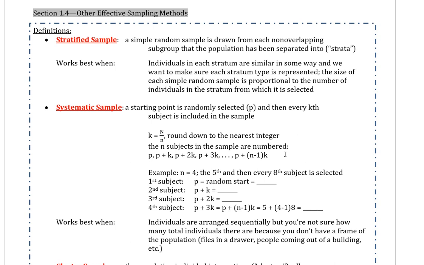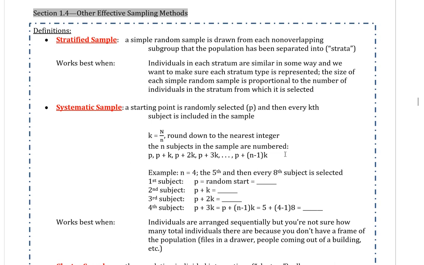In this video, we're going to be talking about section 1.4, other effective sampling methods. Other implying the ones that are different from section 1.3, where we talked about how to conduct a simple random sample. Here, we're going to talk about the other sampling methods that have varying levels of success. Some of them are good, some of them are not so good, and we're going to talk about the different problems that each of them have.